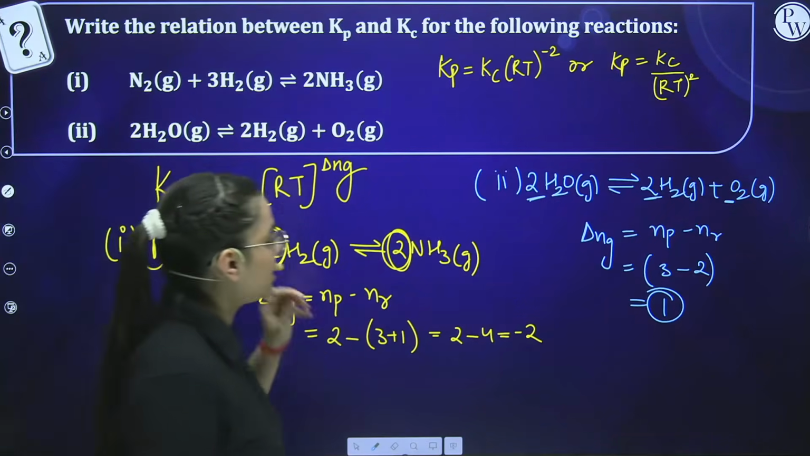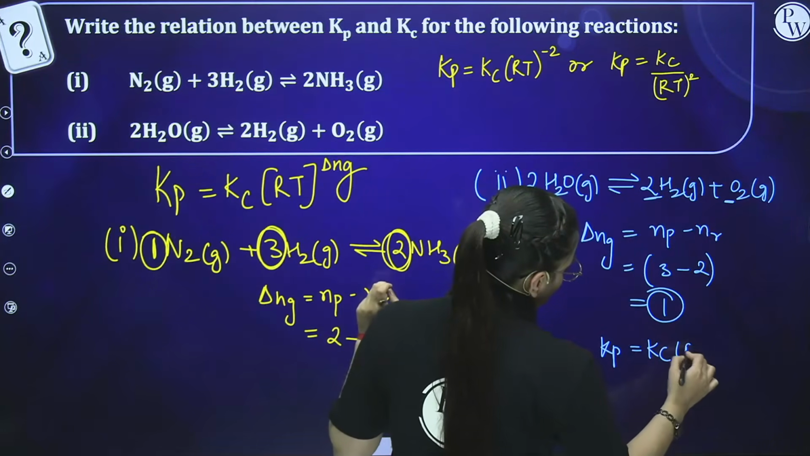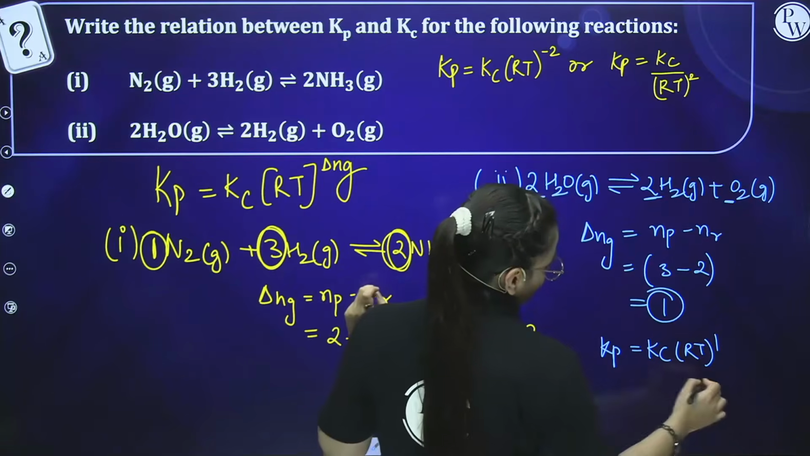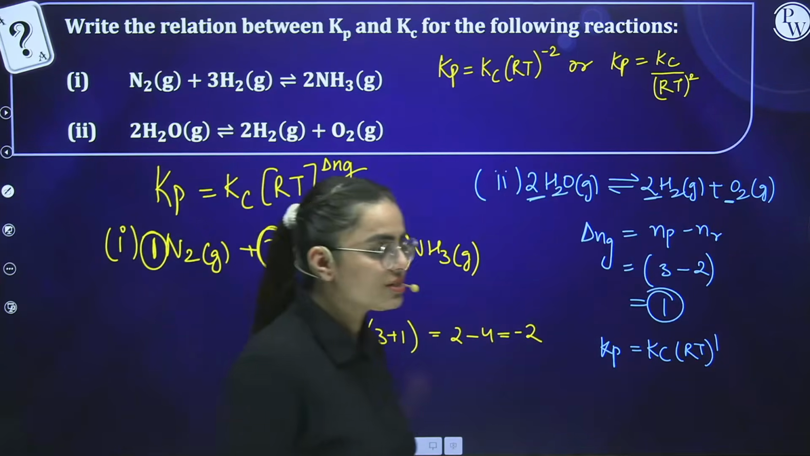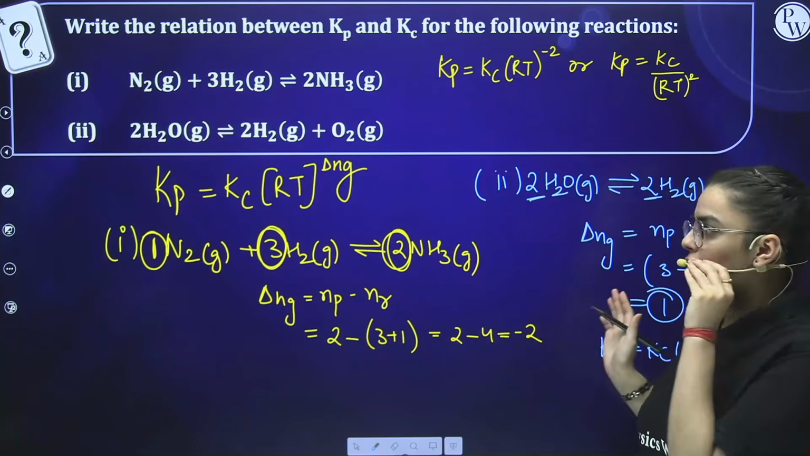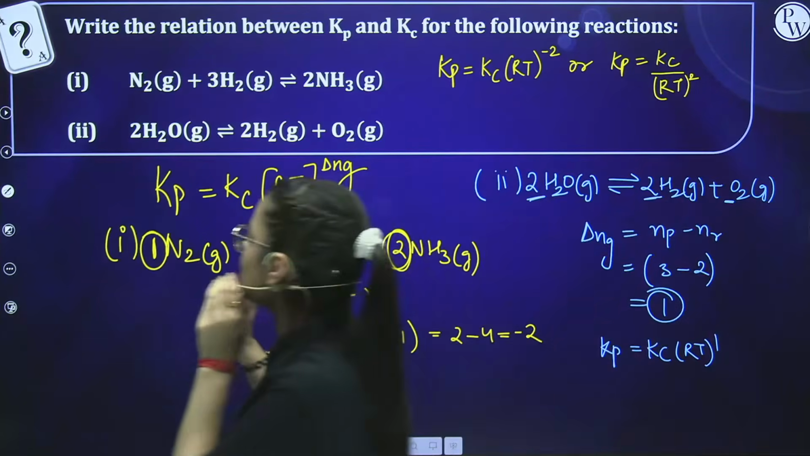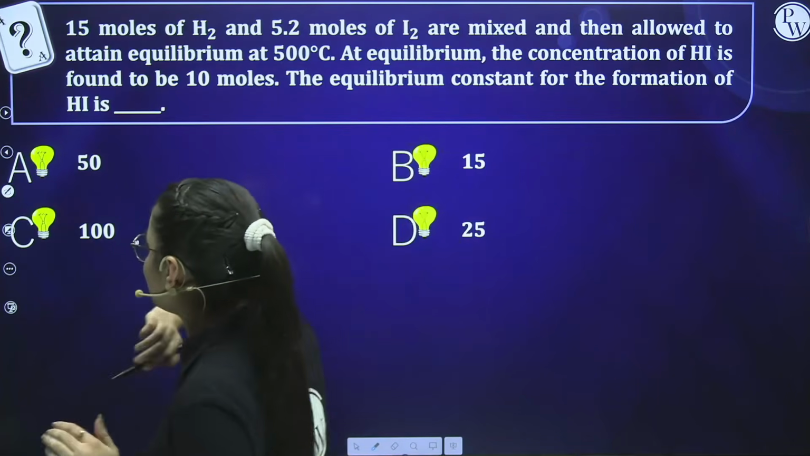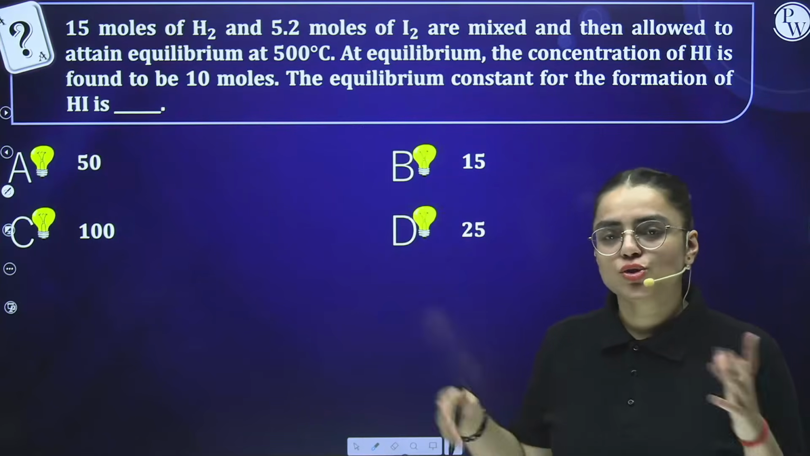So what is going to be the equation for this, students? Kp is equal to Kc into RT power 1. So it is Kp is equal to Kc into RT. Is it clear? It was quite simple, students. Now students, we just need to establish the relationship. But in some of the questions, they give you the value for Kp and Kc, so you can equate also.